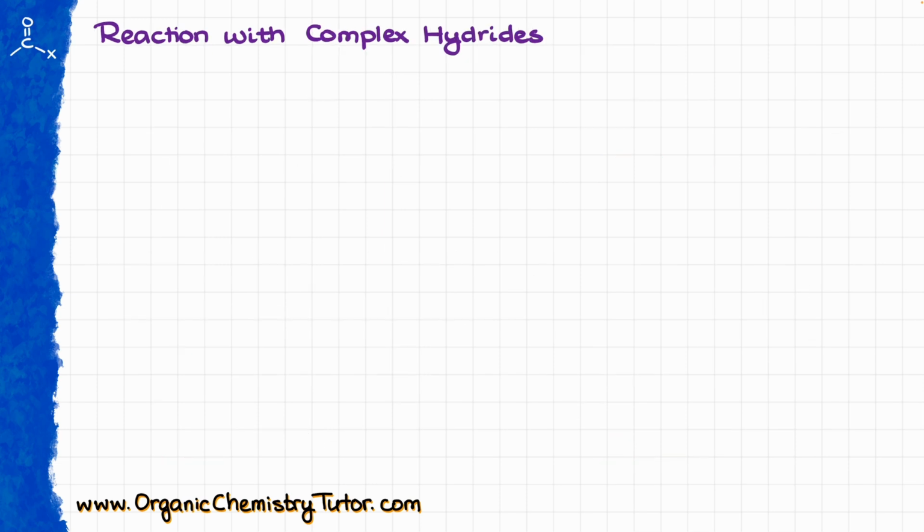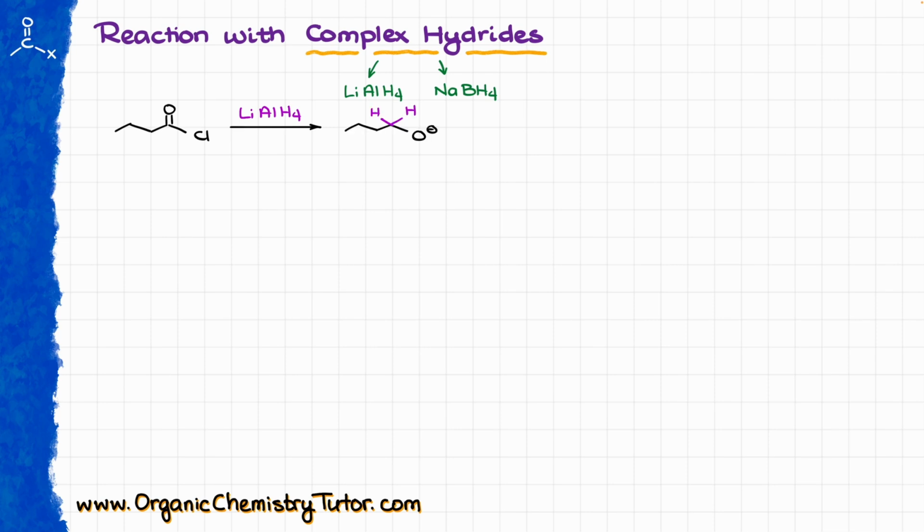And finally, the last reaction that I want to talk about is the reaction of acid chlorides with complex hydrides. Whenever we are talking about complex hydrides, typically we are referring to two species. That is going to be lithium aluminum hydride or sodium borohydride, which for our purposes of this reaction are completely interchangeable. They're going to react with the acid chloride in exactly the same way, giving the alcohol. So if I start with my acid chloride and react that with lithium aluminum hydride, I'm going to end up with the corresponding alkoxide, which after the acidic workup would give me the primary alcohol.